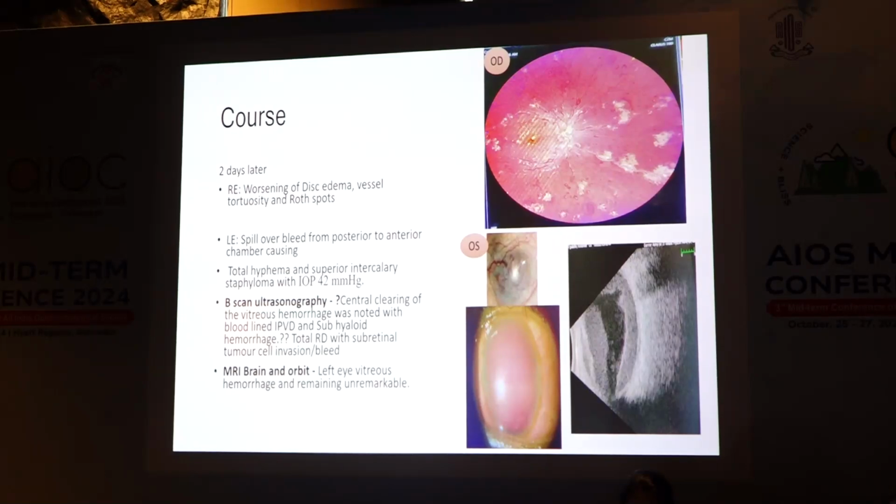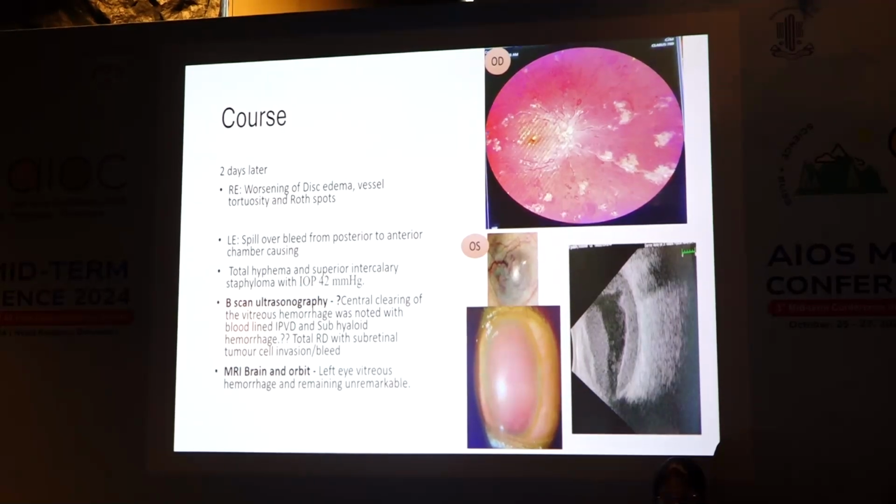Left eye showed a spillover bleed from the posterior to the anterior chamber, causing total hyphema. The pressures were increased to 42 millimeters of mercury. The B-scan ultrasonography now showed a central clearing. This looked more like a total retinal detachment with subretinal deposits. Probably this could be hemorrhage or tumor infiltrate.